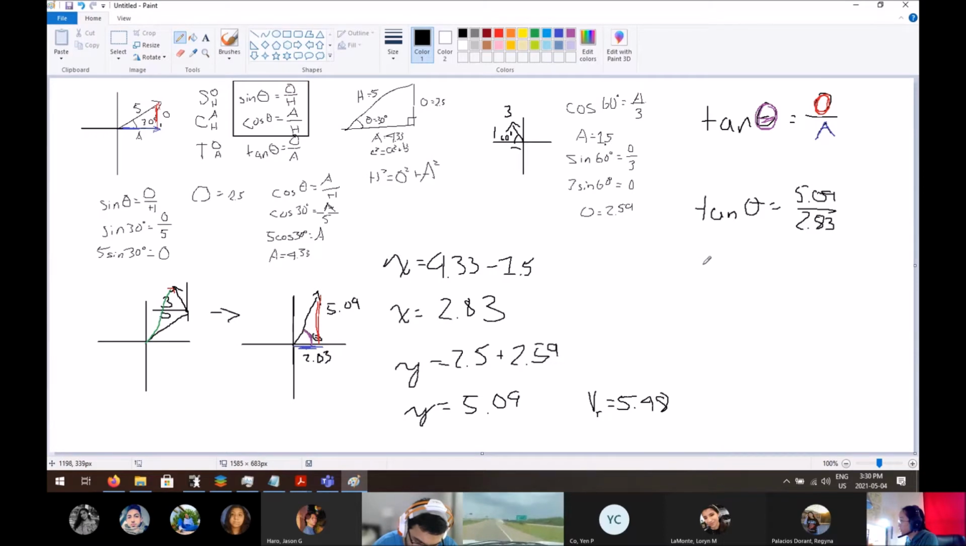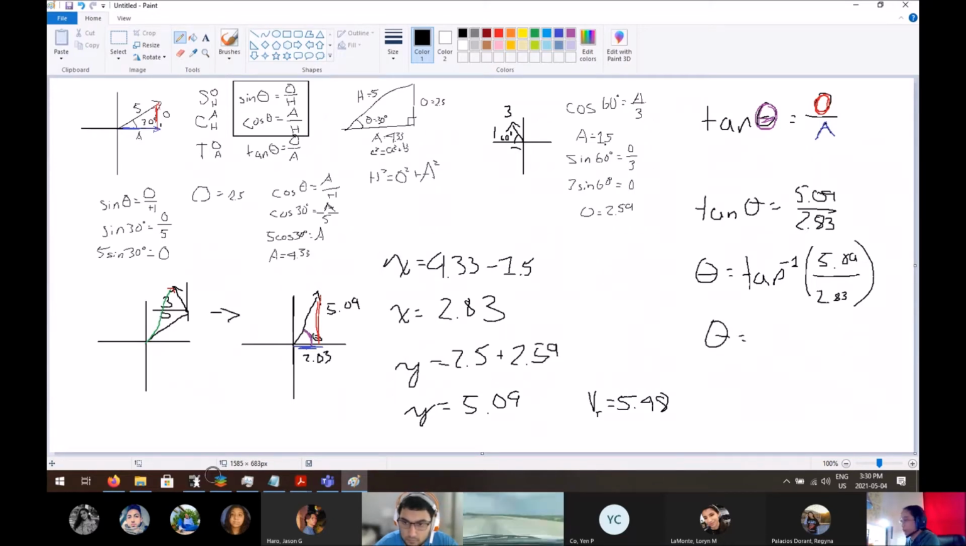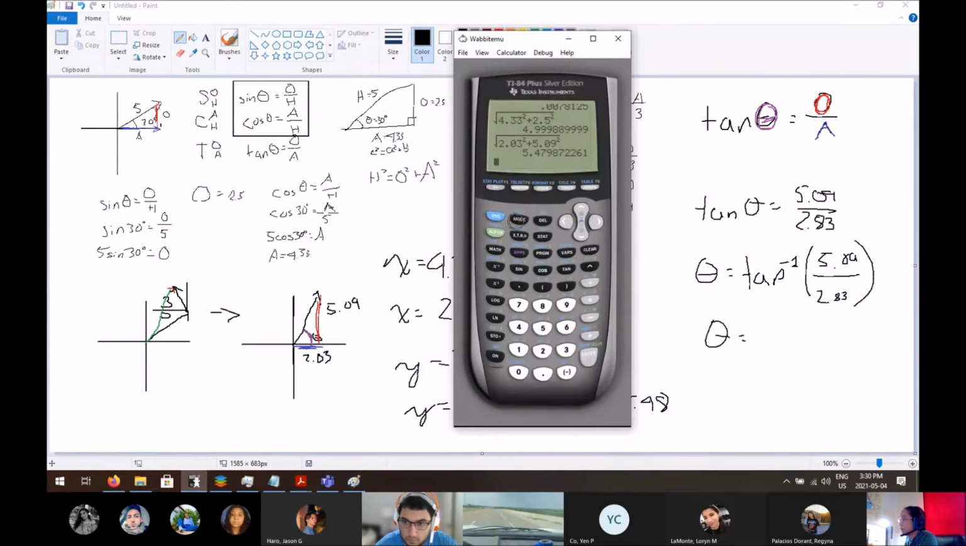Well, you just take the inverse tangent. So theta equals the inverse tangent of 5.09 over 2.83. Let me just check my mode. Second tangent, so you get your inverse tangent, 5.09 divided by 2.83.